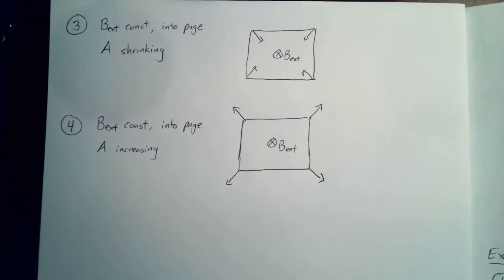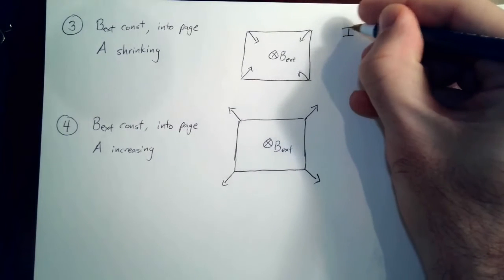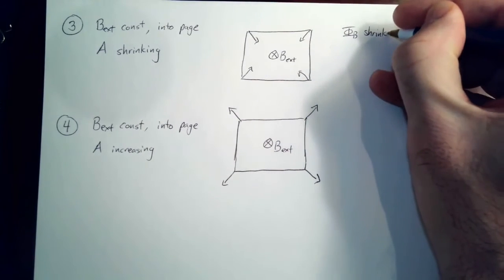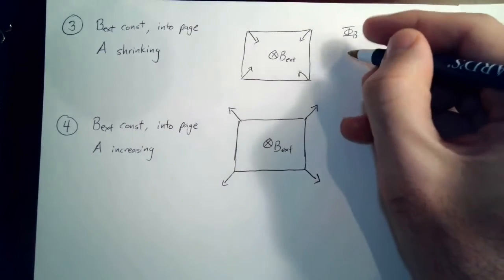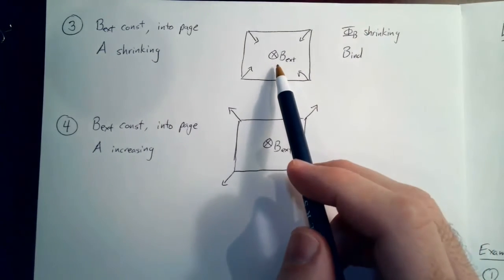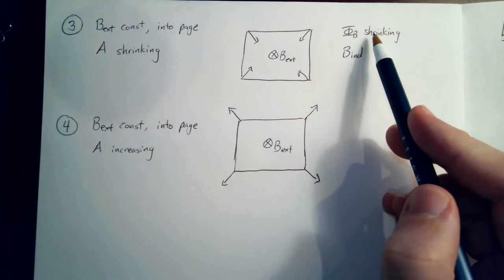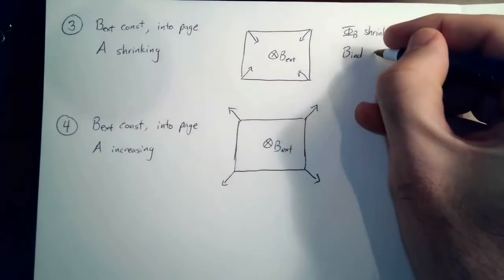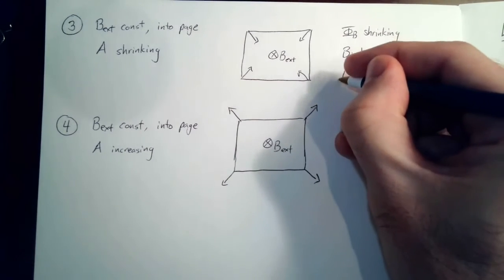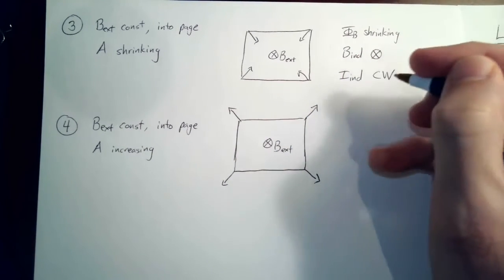Okay, so let me go through them. In this case, the flux is shrinking because the area is shrinking, which means the induced magnetic field is going to try to boost the external magnetic field so that this flux doesn't shrink so much. Okay, so B induced is going to be into the page. And therefore, the induced current is going to be clockwise.